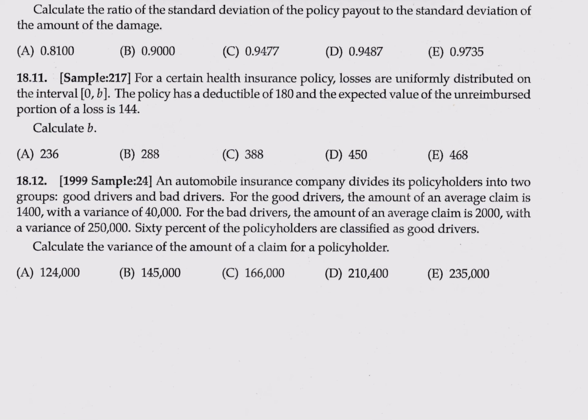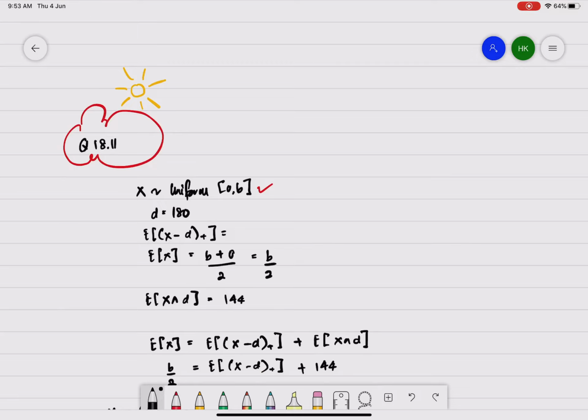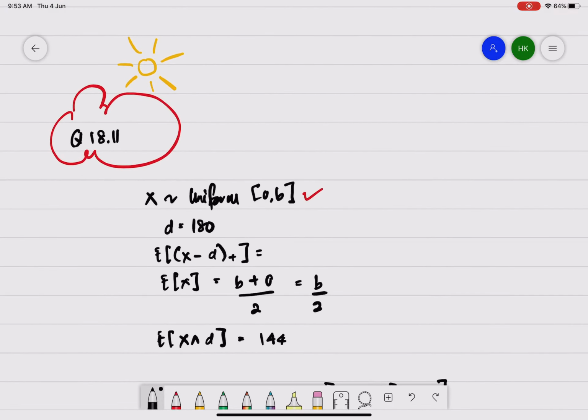And we are not given the expected amount the insurance company pays, but we are given the information on what is not reimbursed, meaning the portion that the insurance company is not paying. So we go to the solutions. We are given this information: X is uniform from 0 to B, and D equals 180.